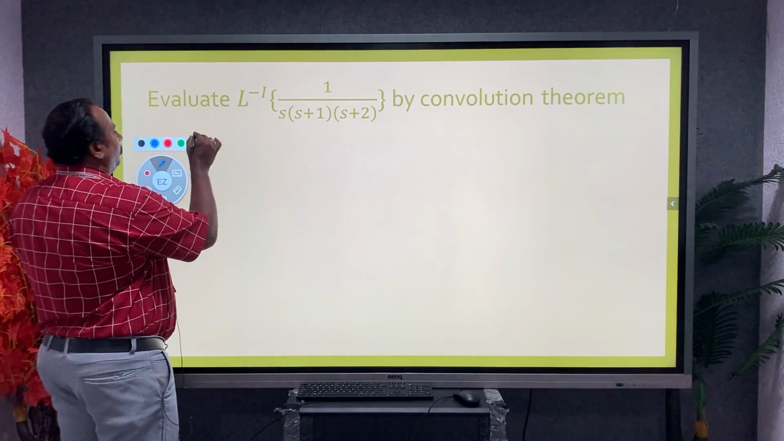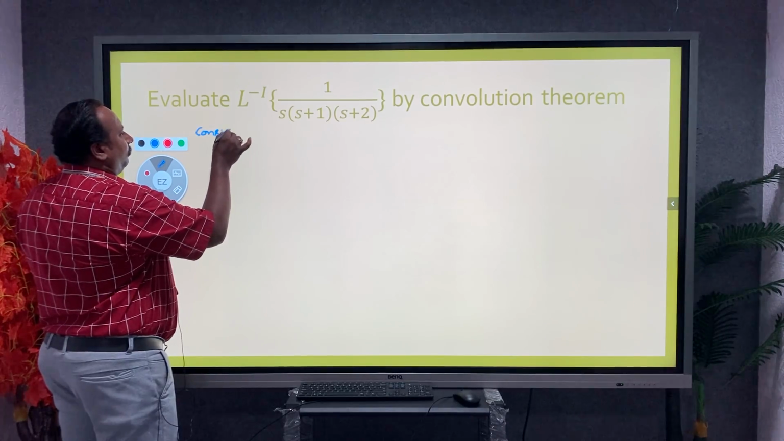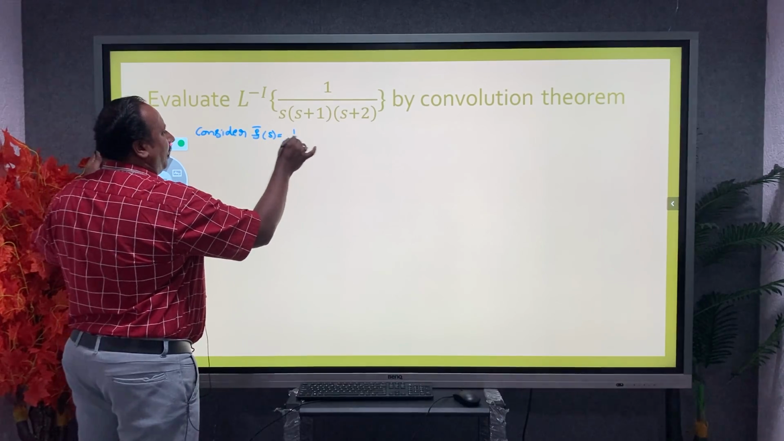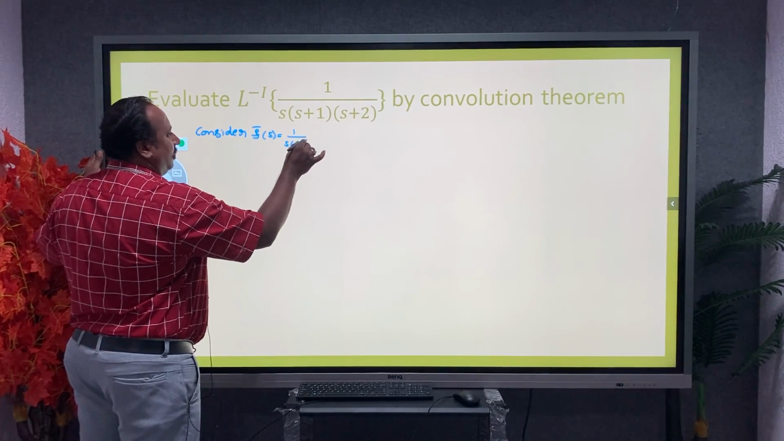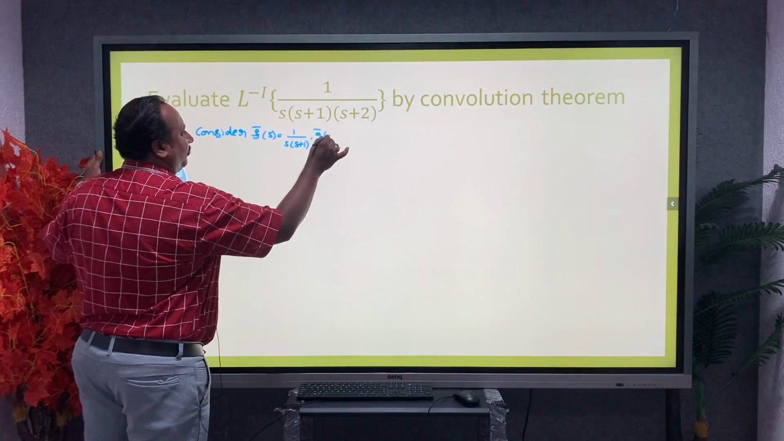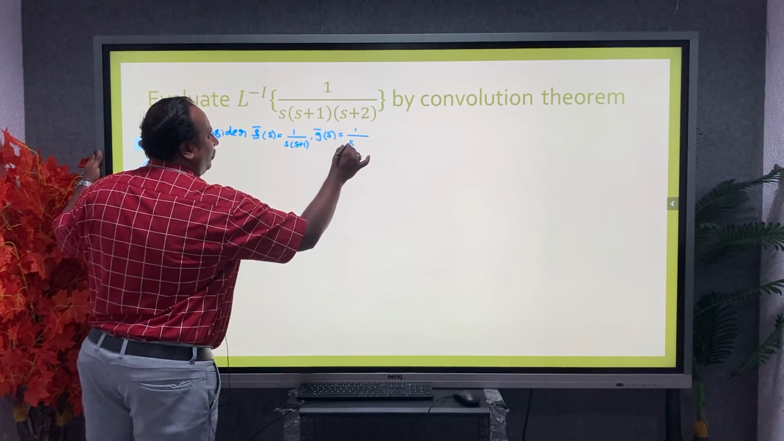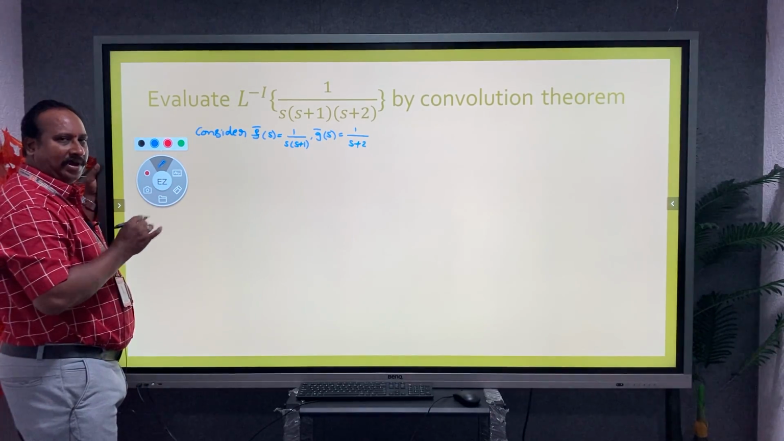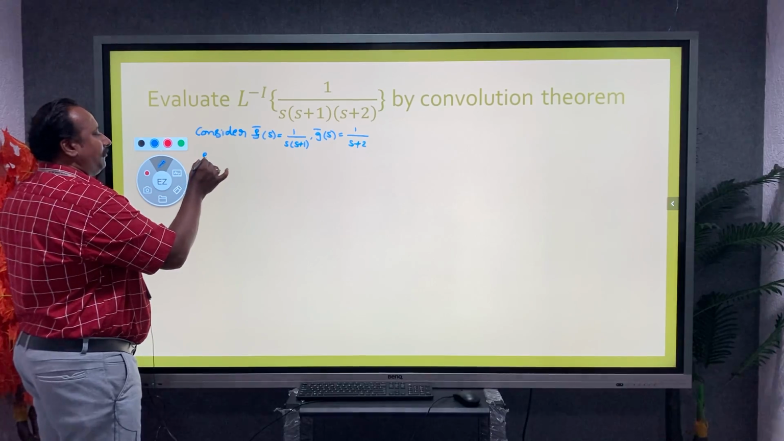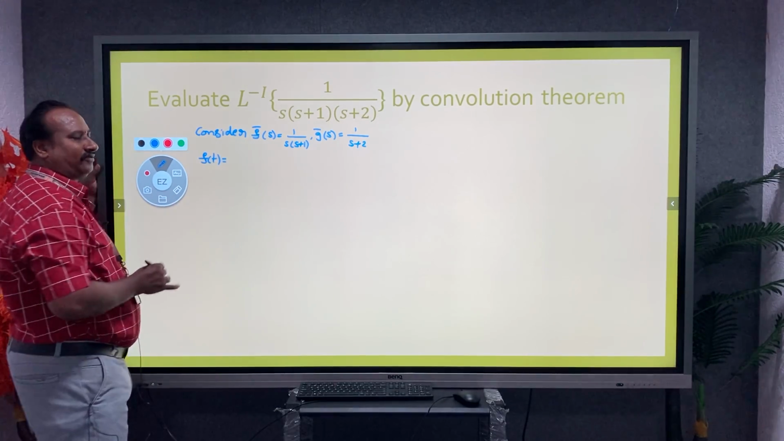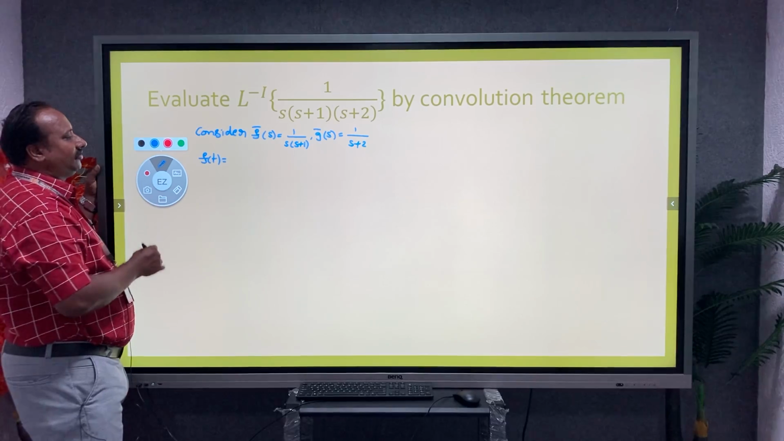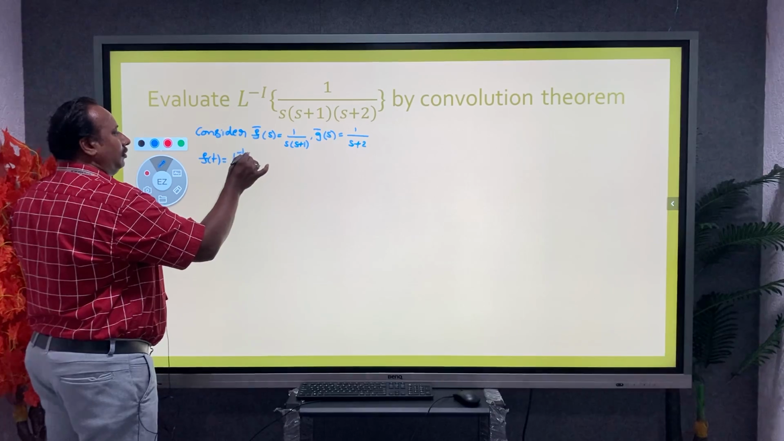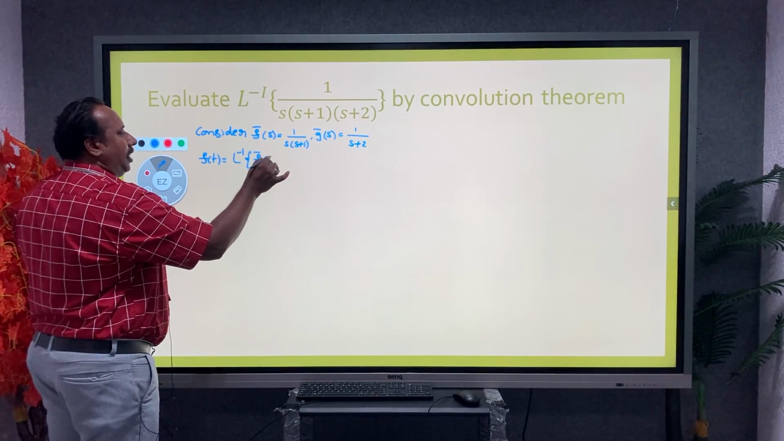Okay. Consider f bar of s equal to 1 by s into s plus 1. Another one, g bar of s equal to 1 by s plus 2. Okay. So after considering the f bar of s and g bar of s, calculate f of t and g of t. What is f of t? We already told in the previous slide, f of t is nothing but L inverse of f bar of s. So f of t equal to L inverse of f bar of s.